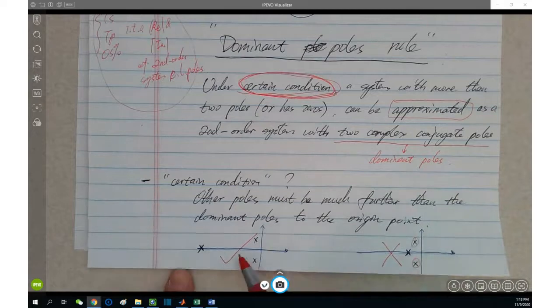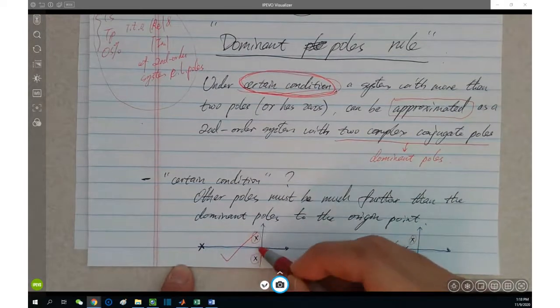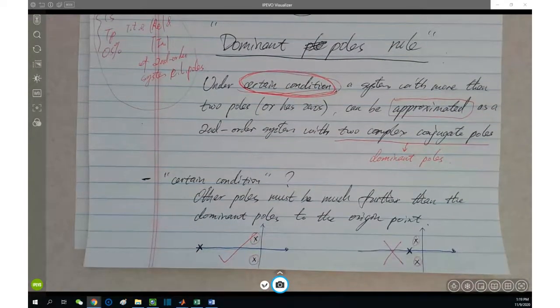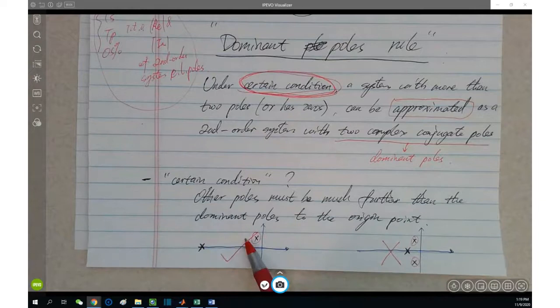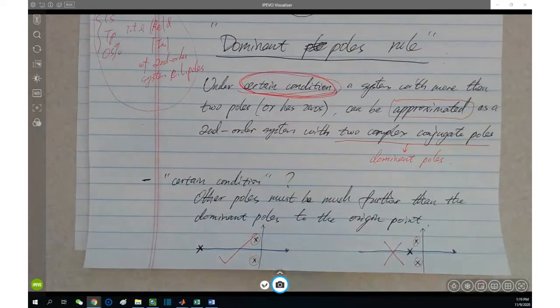However, here, you only use these two dominant poles to do the design. The resulting step response, as well as the frequency response, won't be off by a lot. And that's the so-called case of whether you can or cannot approximate them as a second order system.